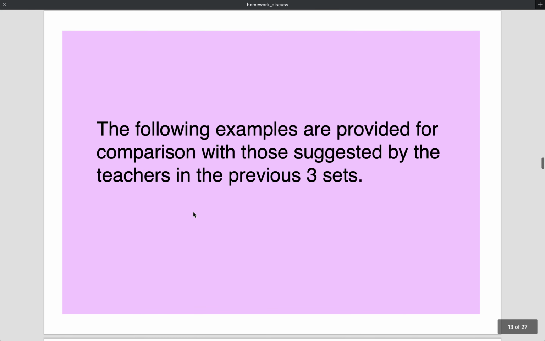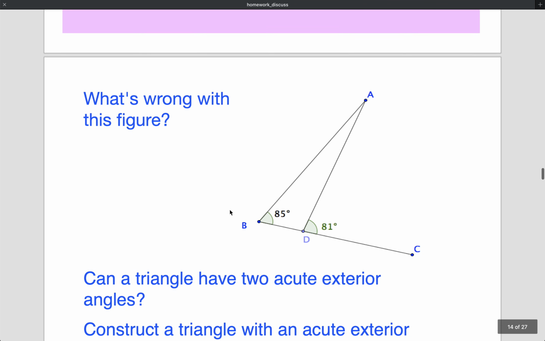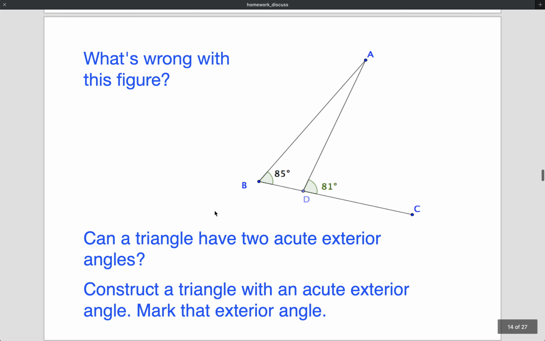Okay, I also provide another set of questions for comparison. I extracted them from some other teaching materials, and you can compare with the previous ones that you have just gone through. For example, this is the first question. So we can give them a picture and ask them what's wrong with this figure. You can ask the students to describe in what way this diagram looks a bit unusual, according to what they know about exterior angles.